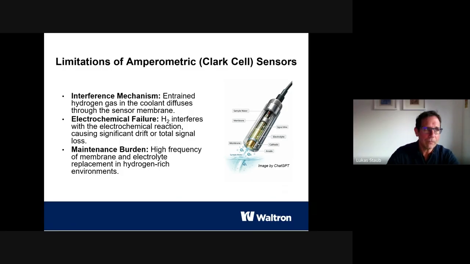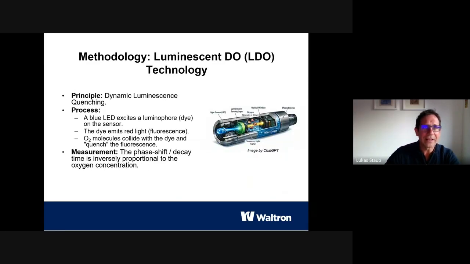The methodology applied in this particular case, to find out if it would be more suitable, was the luminescent dissolved oxygen measurement. It's a dynamic luminescence quenching. It's very well known, meanwhile, in a power plant environment. The general detection limits allow us to go below 1 ppb meanwhile, so far enough for an application where we're looking to maintain oxygen levels below 20 ppb.